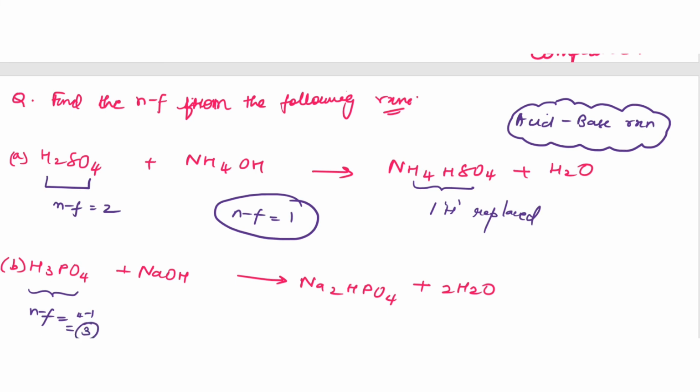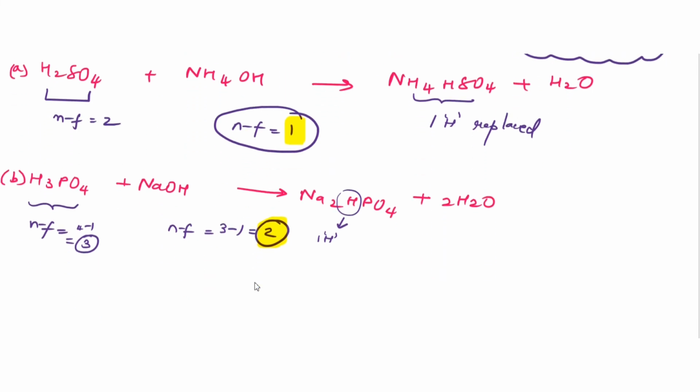Alright. Now look at Na2HPO4. We find that there's one H. So what is the number of hydrogen atoms replaced? 3 minus 1, which is 2. So the answer for this question, the n factor in this reaction, is 2. Understood? Now you are able to understand what we mean by the number of hydrogens replaced. We have to compare the n factor in reactants and product and then subtract to find the n factor.